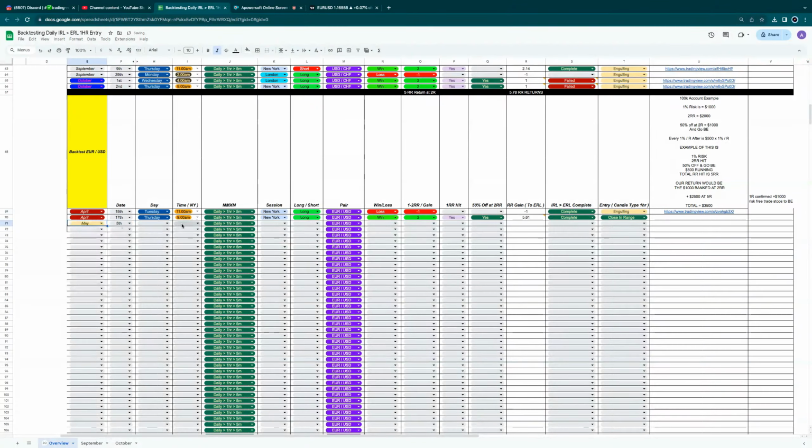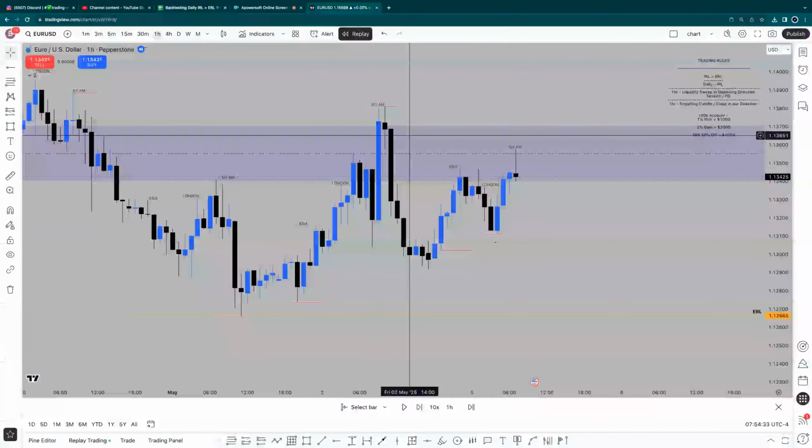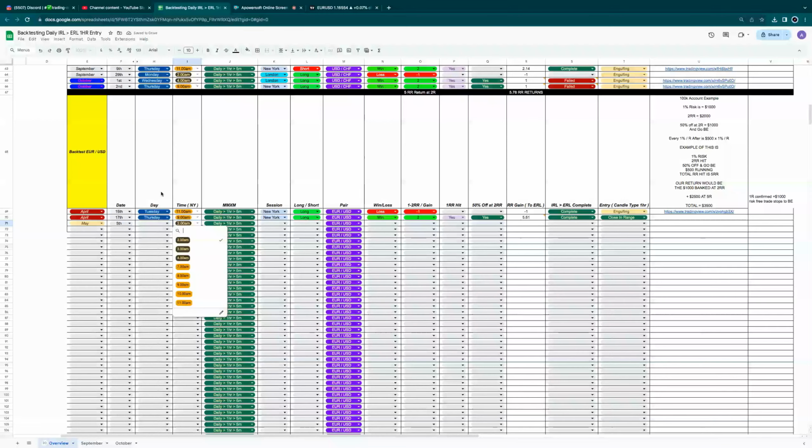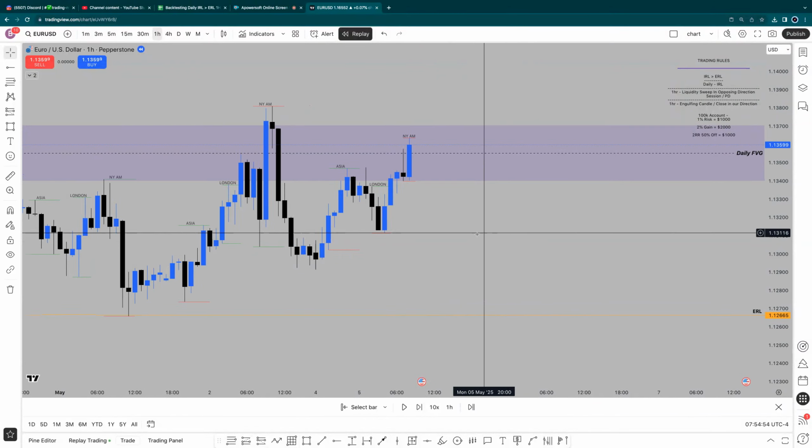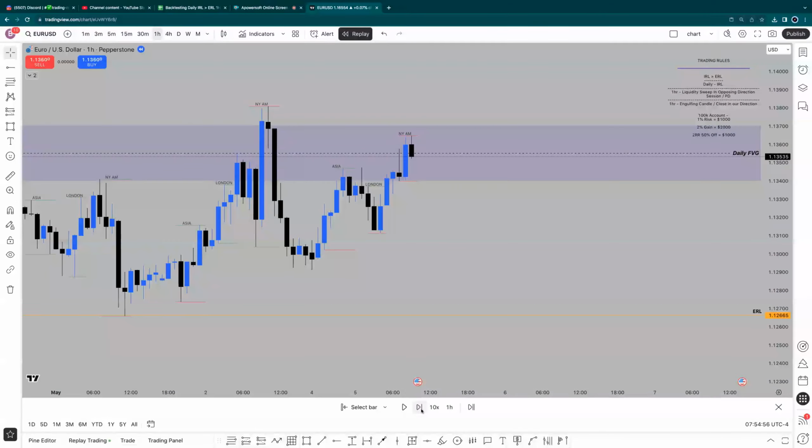5th of May, 2 a.m. Didn't see the day. Monday. London. Short. Loss. -1%. And then New York, we're just now still looking for shorts because it's still my bias at this point, unless New York completely closes out the day.